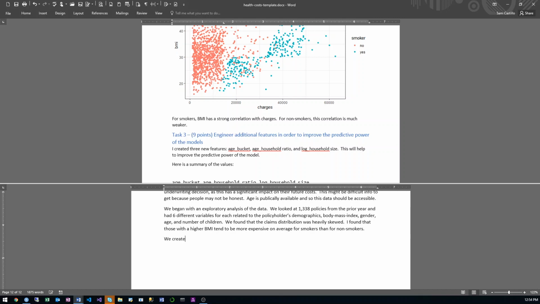we created additional features in order to improve the predictive power. We only began with 6 variables, and so we added another 3 based on our understanding of health costs: family size and age categories.